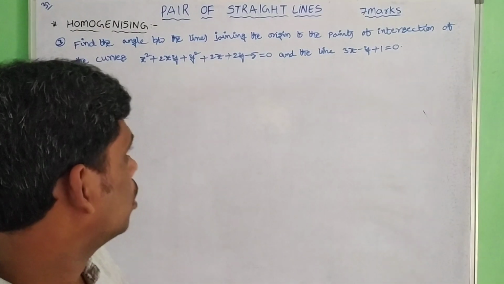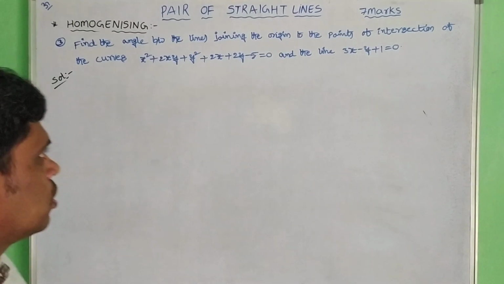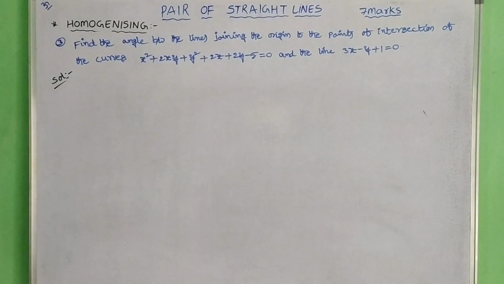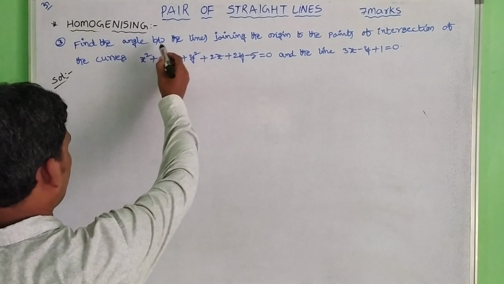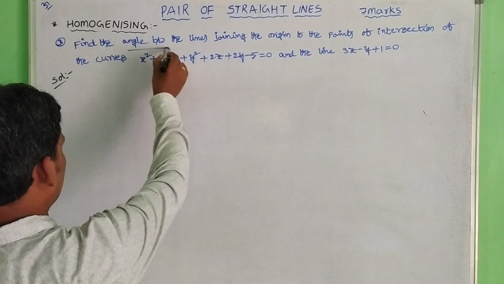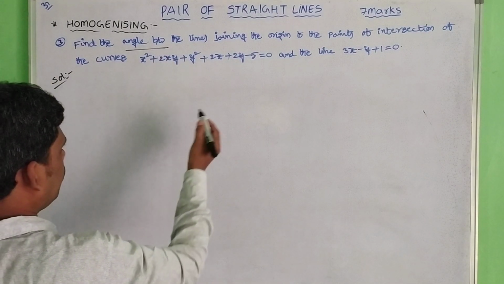Next, continuing the pair of straight lines chapter. This is also a homogenizing problem with a small difference. Find the angle between the lines joining the points of intersection of the curve and the line. So, find the angle between them.